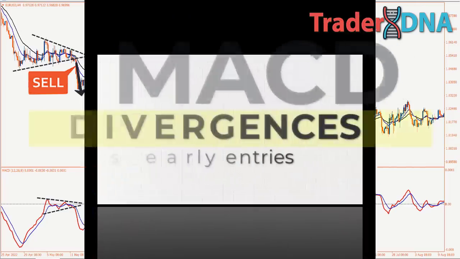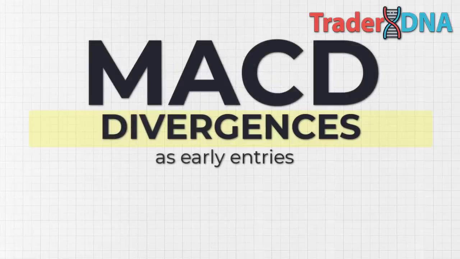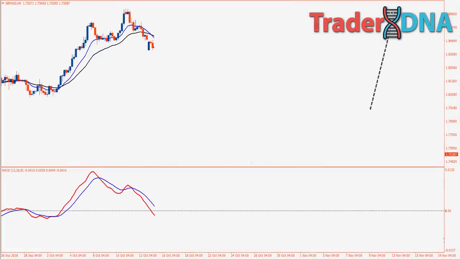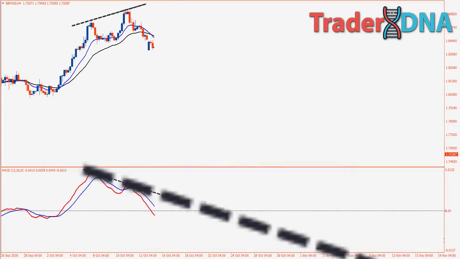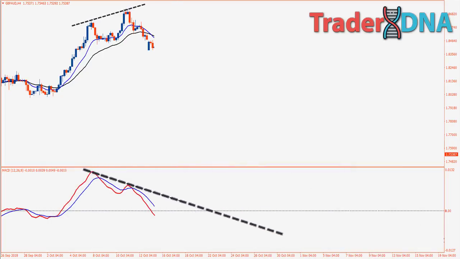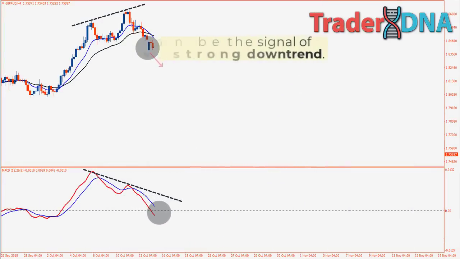MACD divergences as early entries. MACD divergences are another great way to analyze price and find early trend following trades. You can see in this example how the price was moving higher very slowly over a long period of time. At the same time, the MACD moved lower, showing that there was no buying strength behind the slow grind. Then, suddenly, price broke below the two moving averages with strong momentum, while the MACD lines crossed below zero and also separated further. This can be the signal of a new strong downtrend.